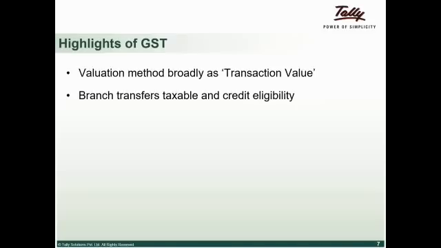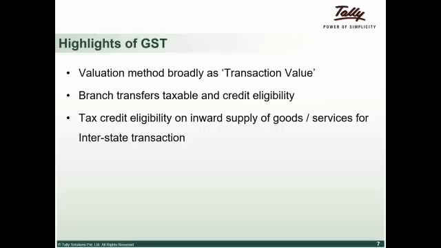But what is the best part of it? Since we had discussed in the earlier slide about the tax credit across the supply chain, whatever tax is being charged on branch transfer will be available as credit eligibility, which means the receiving branch or the receiving HO can now claim the input tax credit on the tax that is being charged on branch transfer. The other important thing: this is another area where the cascading effect is going to get eliminated.